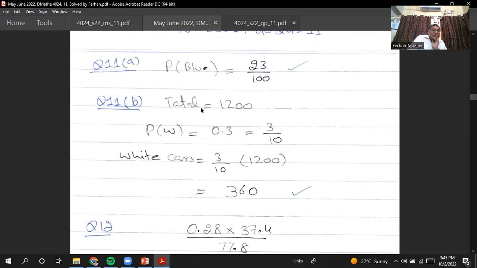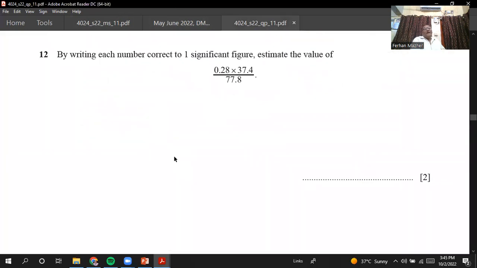Question number 12. By writing each number correct to one significant figure, estimate the value of 0.28 multiplied by 37.4 and 77.8.